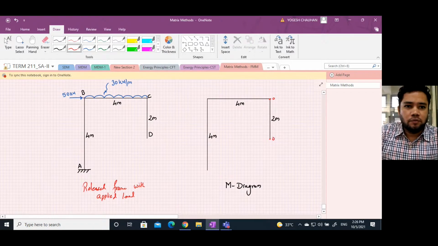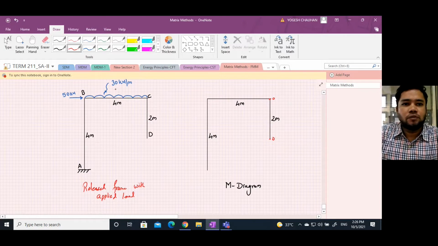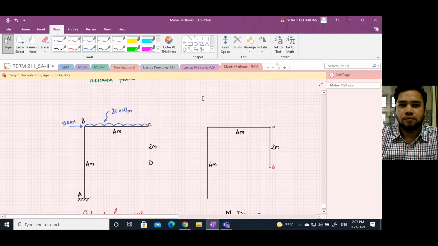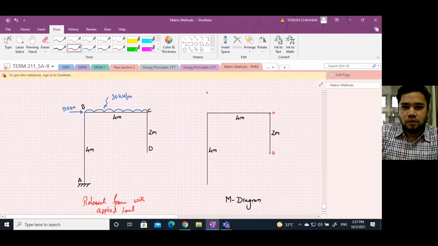Now as we go to point B, there will be bending moment due to this UDL. The bending moment at point B due to this UDL will be 30 into 4 into 2. 30 into 4 is the total load, and its point of application from point B is 2 meter. So 30 into 4 into 2, that will be 240. So here it will be 240.